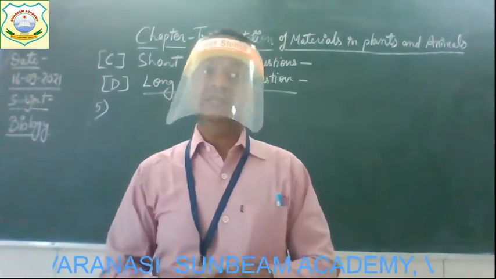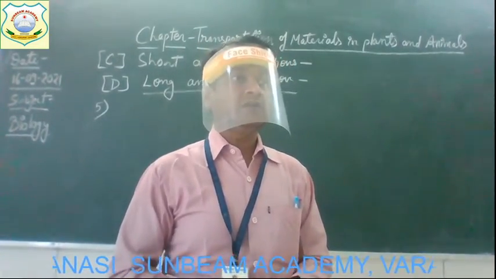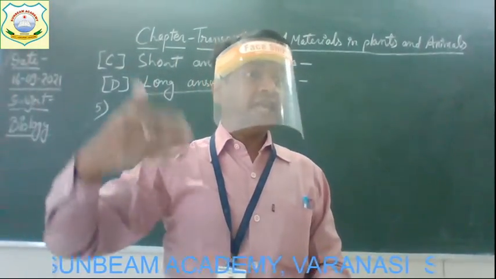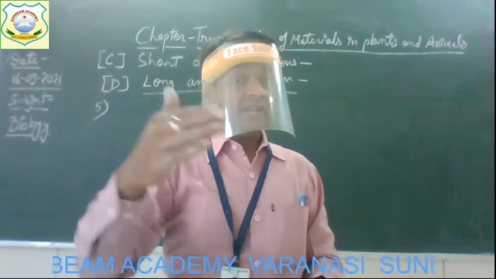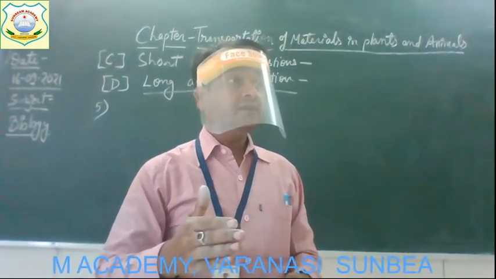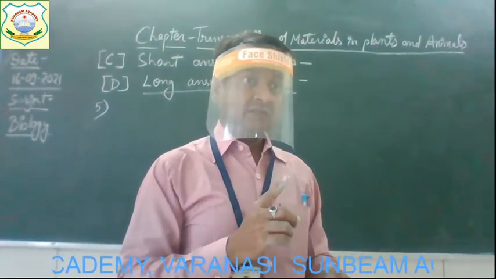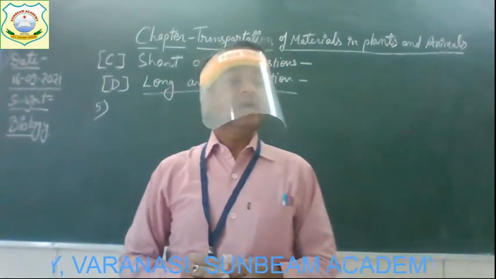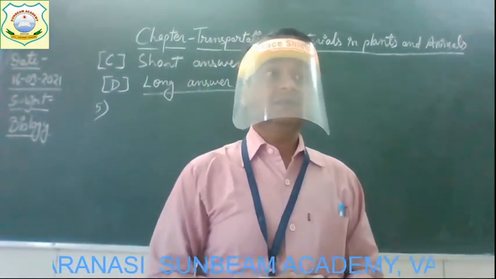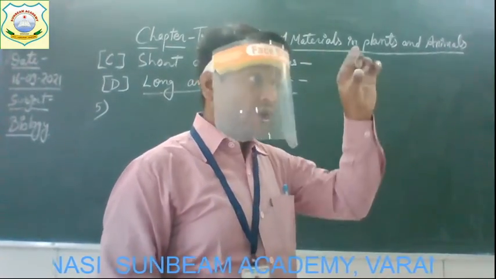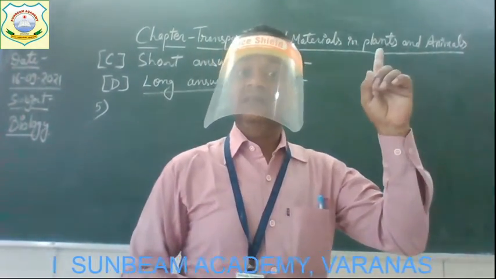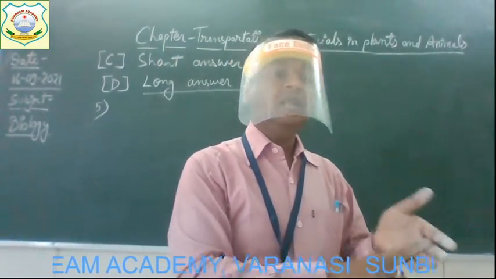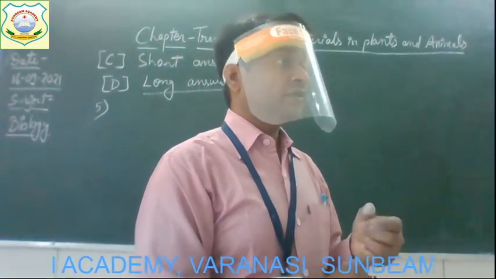Okay, so come to the first: the difference between arteries and veins. Arteries carry the blood away from the heart, whereas veins carry the blood towards the heart. This is the first difference. The second difference is that arteries have thick walls. I have shown that through the diagram. The wall of the arteries is thick, whereas the wall of the veins is thin. This is the second difference.